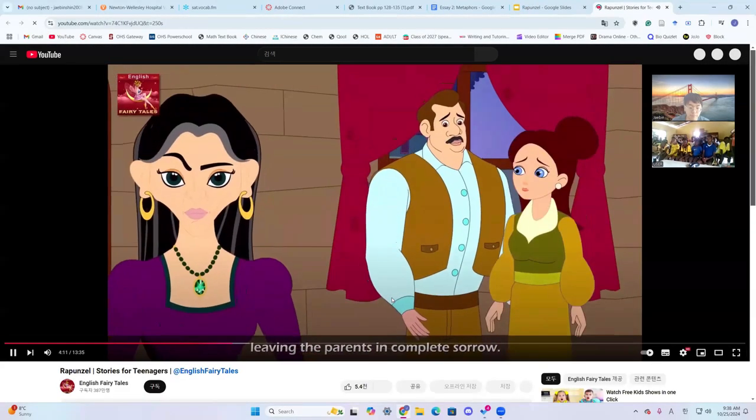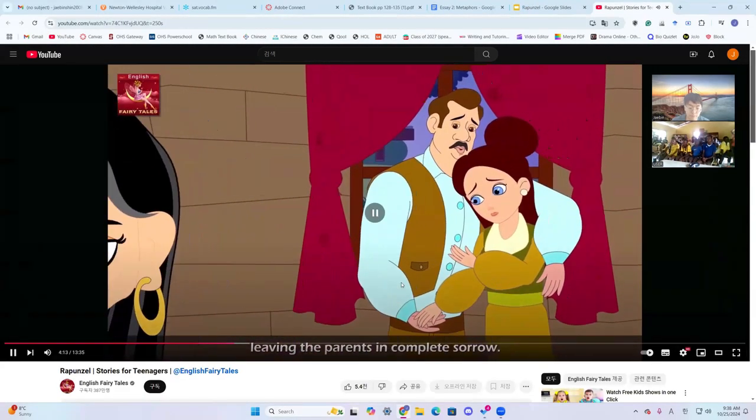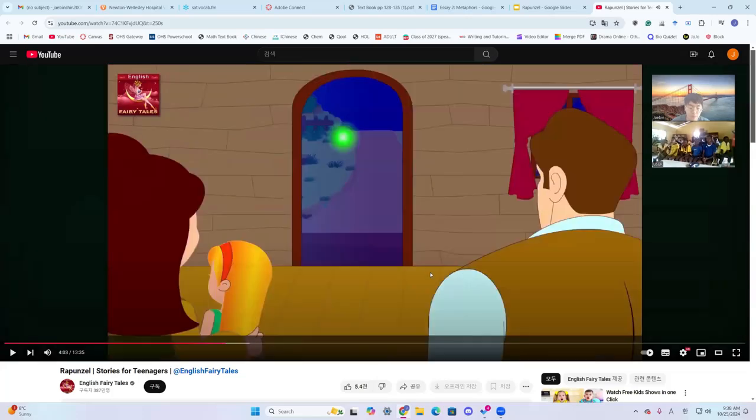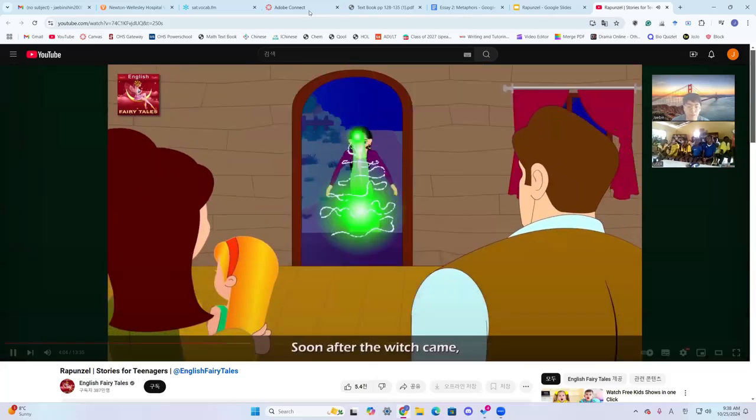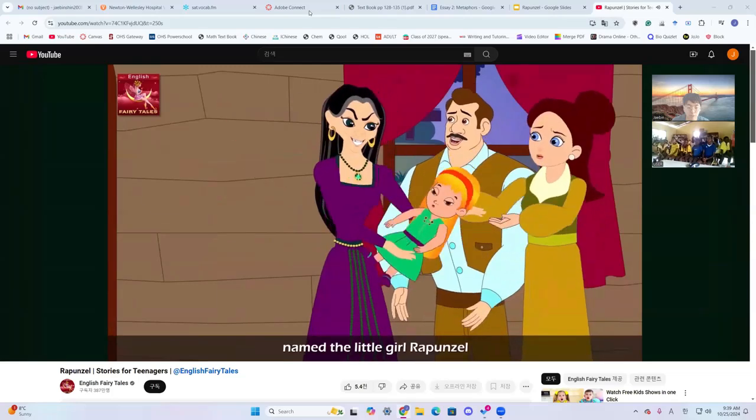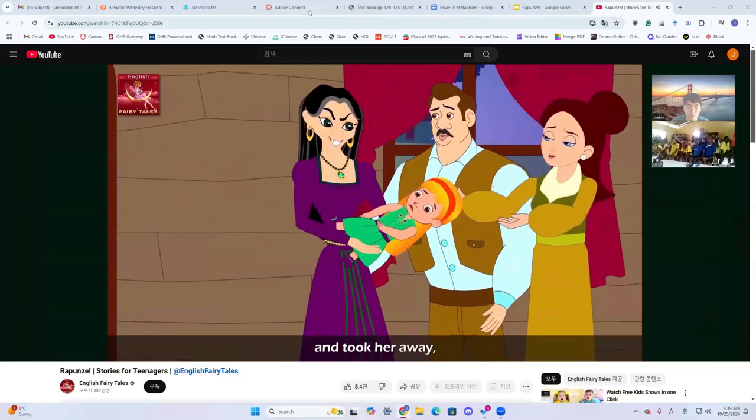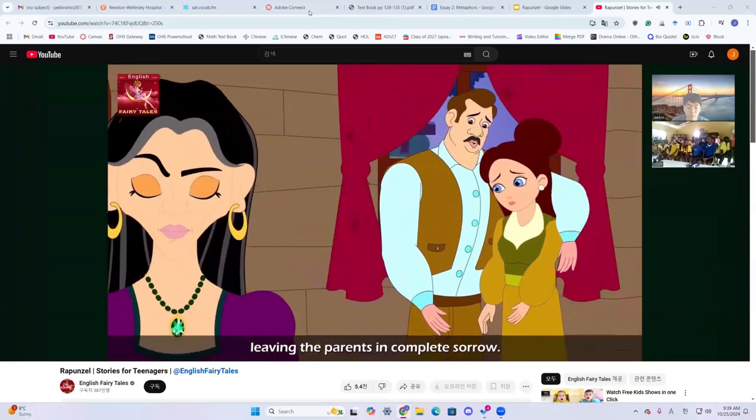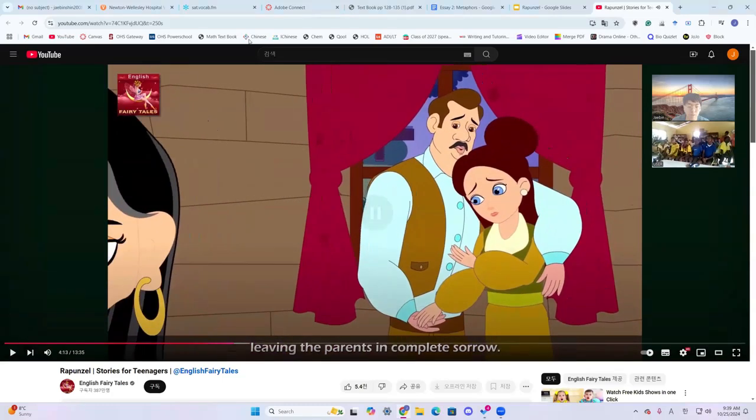Soon after, the witch came, named the little girl Rapunzel, and took her away, leaving the parents in complete sorrow.